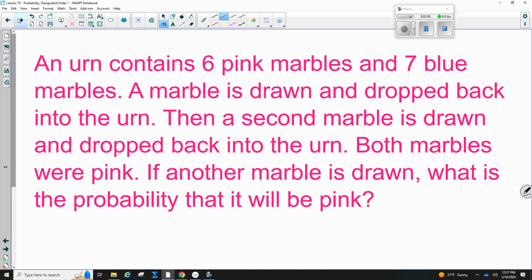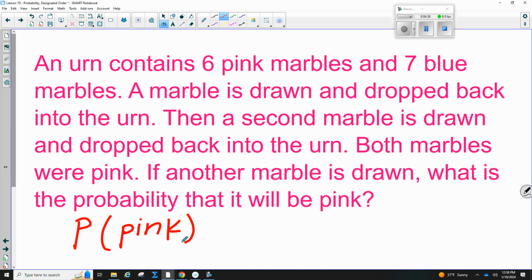An urn contains 6 pink marbles and 7 blue marbles. A marble is drawn and dropped back into the urn. Then a second marble is drawn and dropped back into the urn. Both marbles were pink. If another marble is drawn, what is the probability it will be pink? Does it matter what happened on the first 2 draws if we put them back in the urn? No. It doesn't matter. We don't even care.